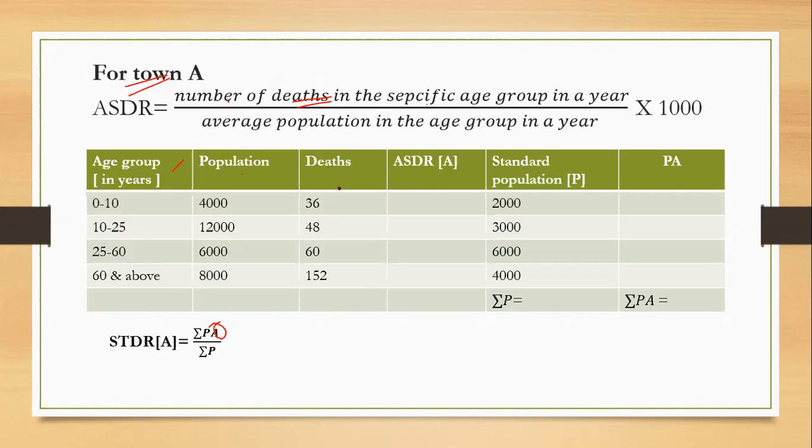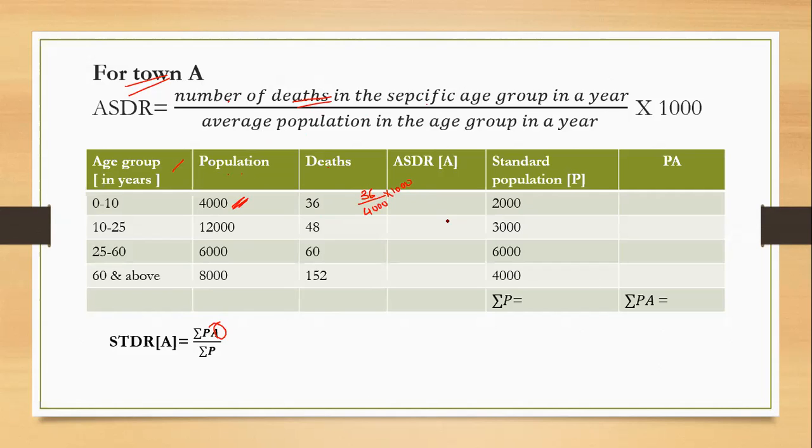So for the first one, what do we get? 36 deaths, divided by population. Now when you consider population here, do not consider the standard population. You have to consider the population of that town A, this one. So 36 divided by 4000 into 1000. What is the answer? It is 9.